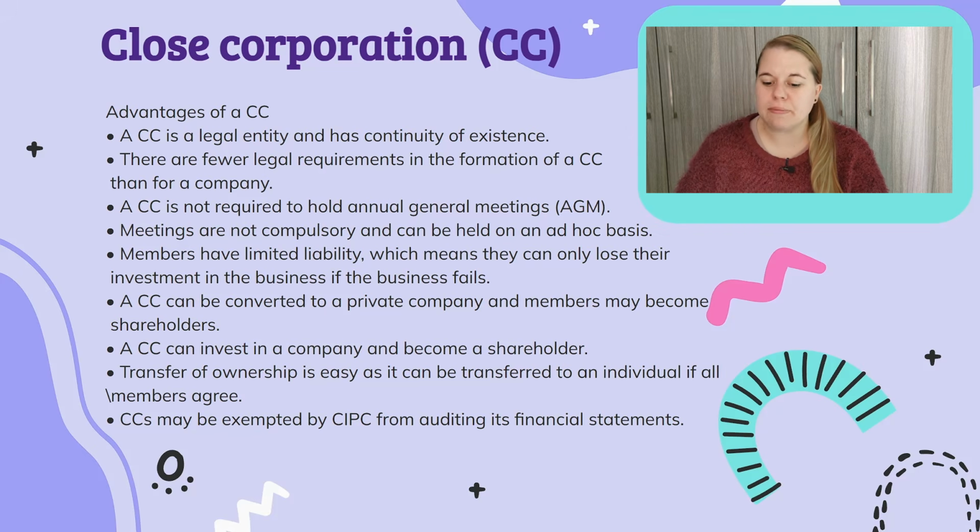A CC can be converted to a private company and members may become shareholders. A CC can invest in a company and become a shareholder themselves. Transfer of ownership is easy as it can be transferred to an individual if all the members agree. CCs may be exempted by the CIPC from auditing its financial statements. CIPC is basically the council where they register businesses.